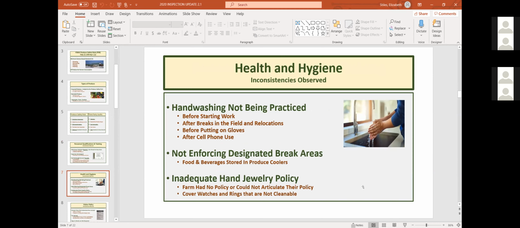Okay. Hand washing is a big issue because, as you know, your hands are food contact surfaces, so they need to be clean. In some cases, hand washing was not being practiced before starting work, and the foreman would say, well, they just got here, their hands are clean. Well, we like to see them all line up and wash their hands before they start handling the produce. In a lot of cases, after breaks in the field and in-field relocations, the people were not using the hand wash units. In some cases, there weren't any. You can make your own hand washing unit. You need a jug and paper towels and soap and a container for the water and the garbage.